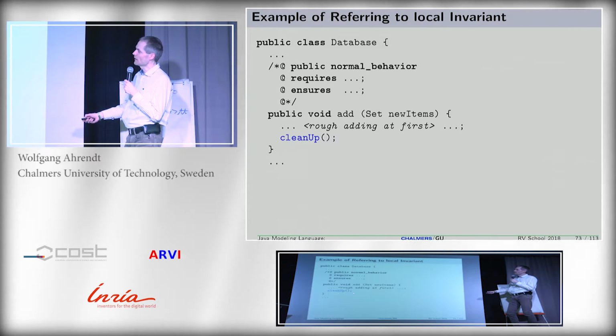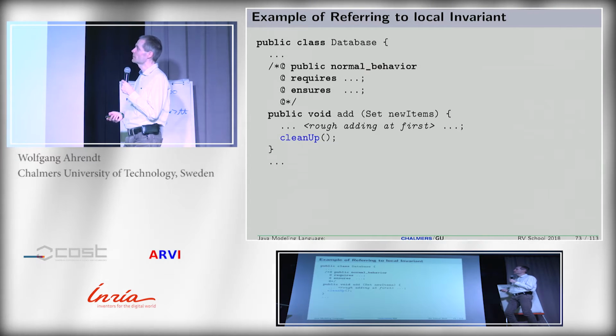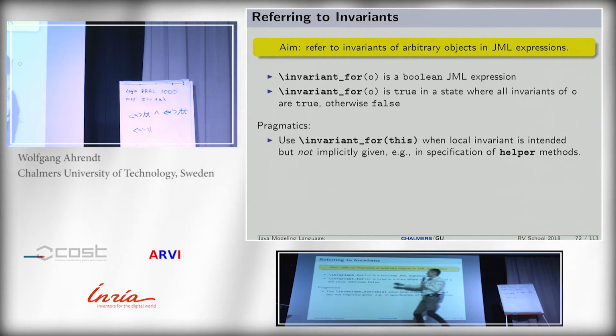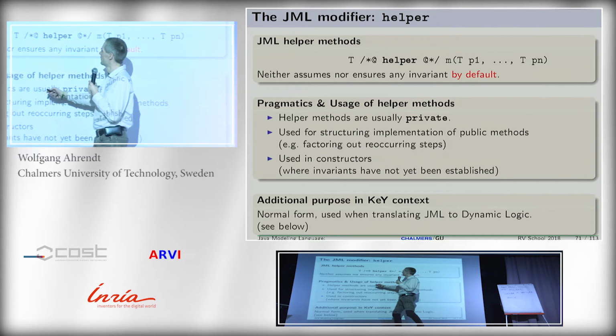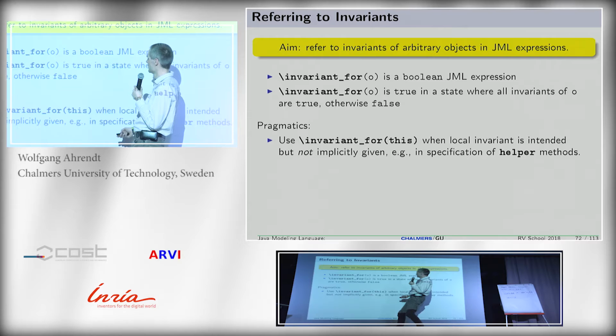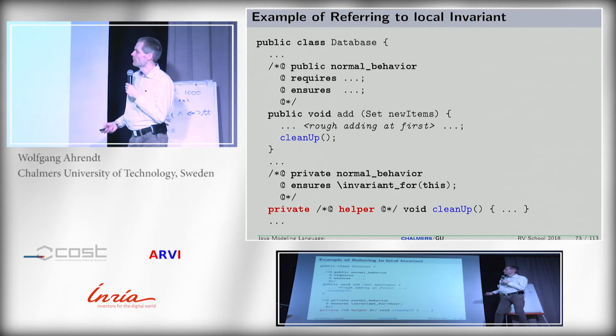When may I use this invariant explicitly, as a local invariant? You saw this here, invariant for. Oh, where is it? Invariant for this. I'll show you a use case for that now.